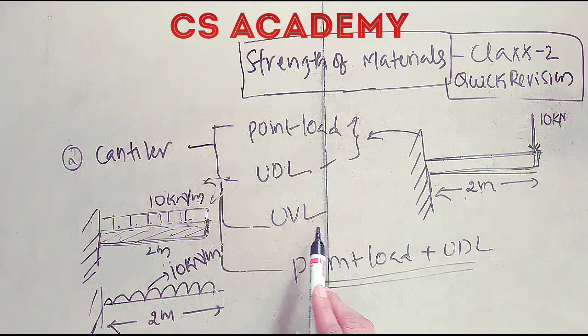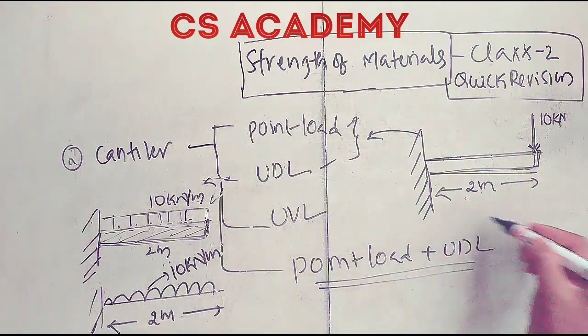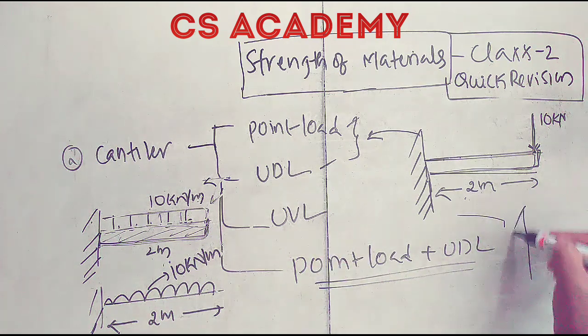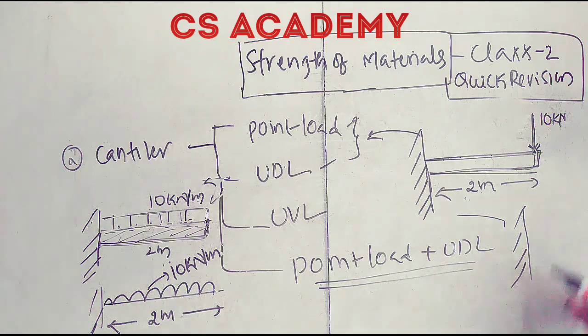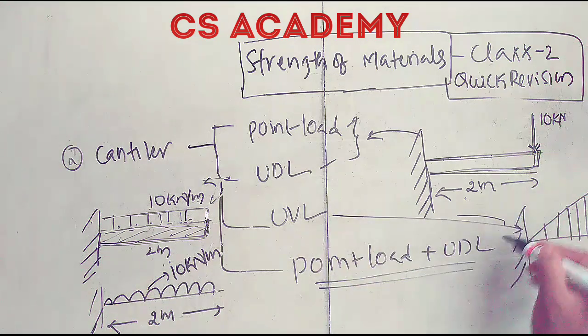And the final one is the UVL. Suppose this is the cantilever representation, and this is the UVL representation. The load is varying uniformly. This is a cantilever with a uniformly varying load.